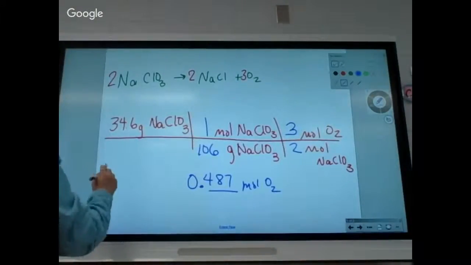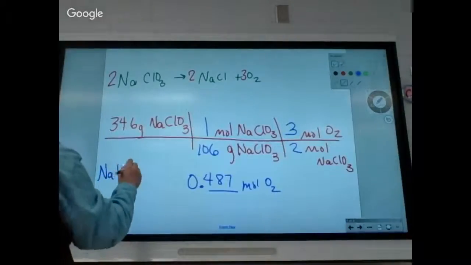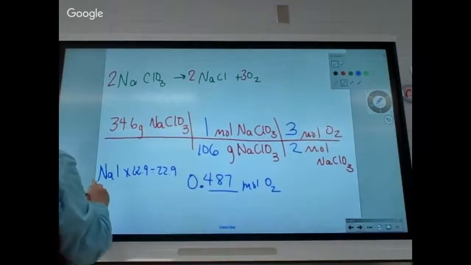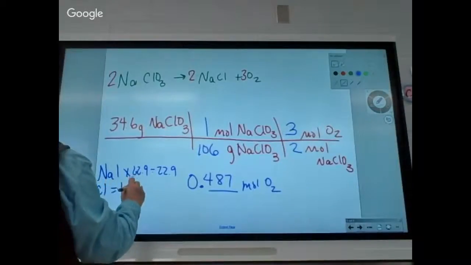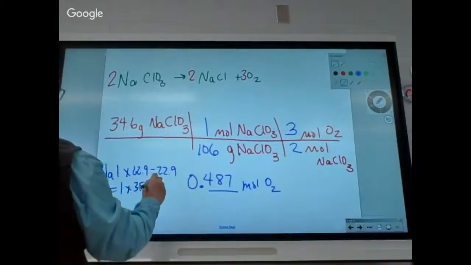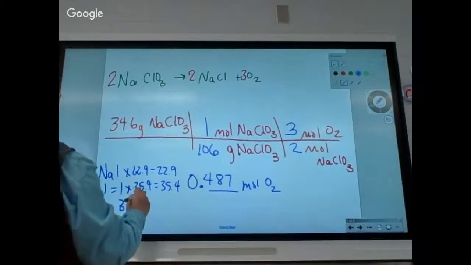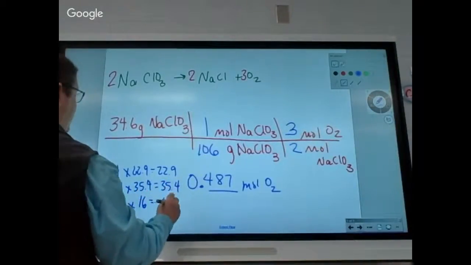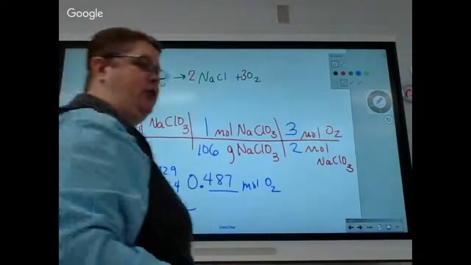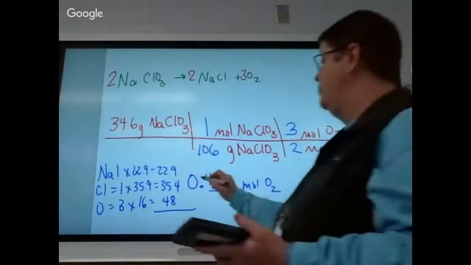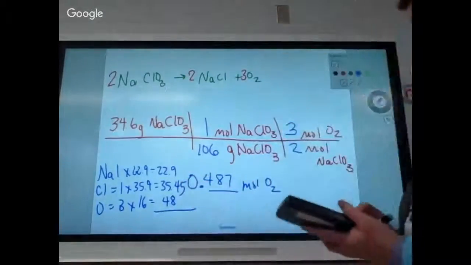So Na has a mass of 1 times 22.9, which would be 22.9. Cl is 1 times 35.4, which is 35.4. O is 3 times 16, which is going to be 48. So 22.9 plus, it's actually 0.45.